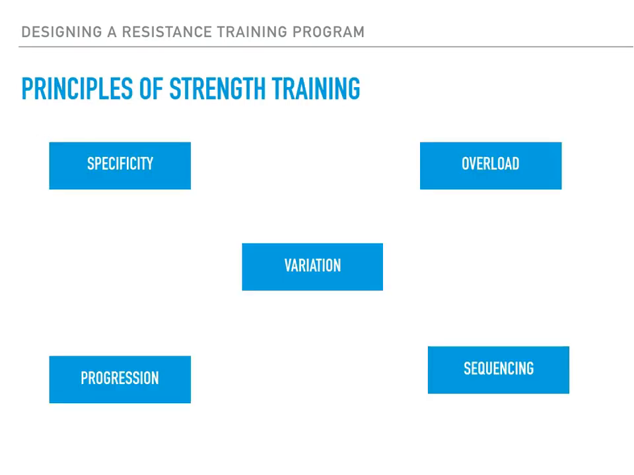So let's start by reviewing some principles as it relates to strength training. On the screen you can see the 5 principles that are listed here. First we have specificity, overload, variation, progression, and sequencing. So let's start with specificity.